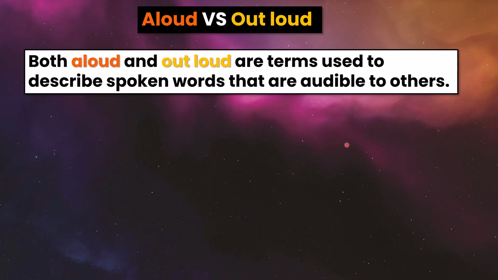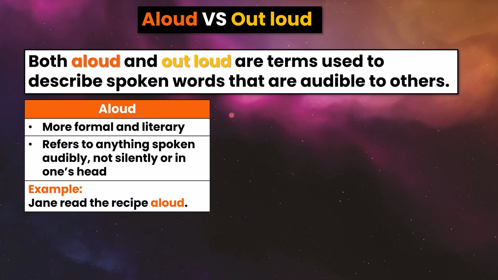Both aloud and out loud are terms used to describe spoken words that are audible to others, and they function as adverbs. So aloud is more formal and literary. Aloud came before the adverb phrase out loud, and it refers to anything spoken audibly, not silently or in one's head. For example, Jane read the recipe aloud, not in silence.